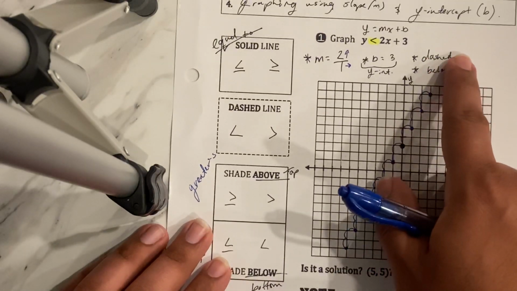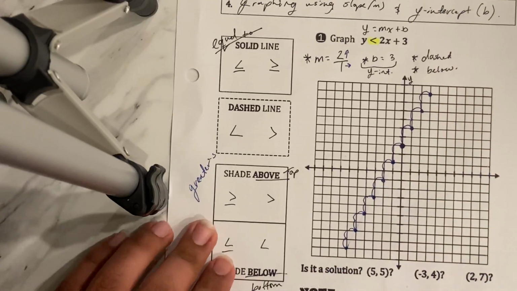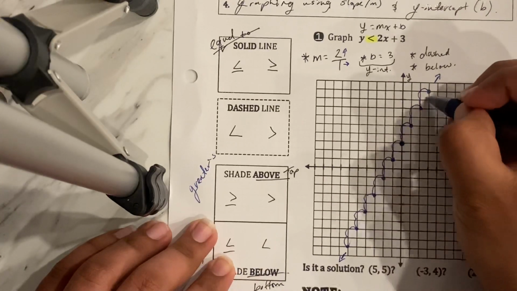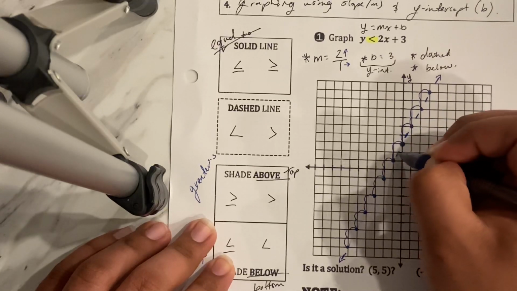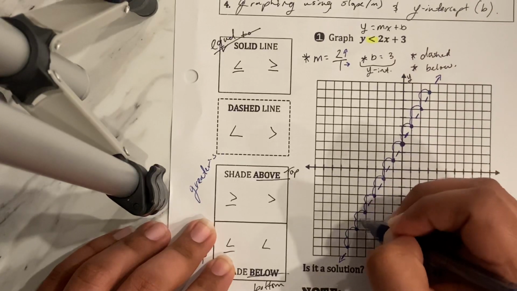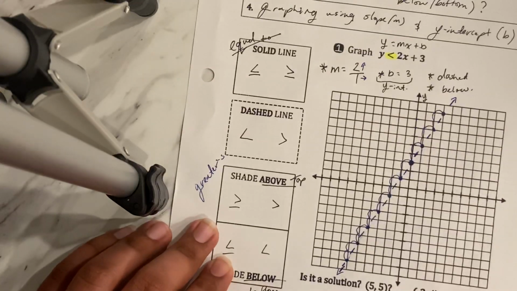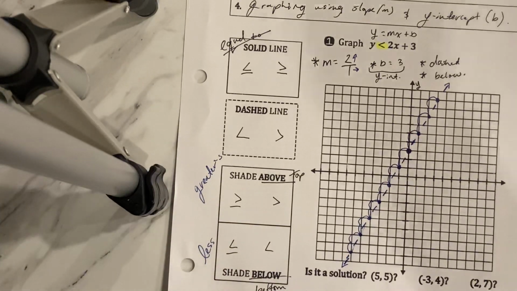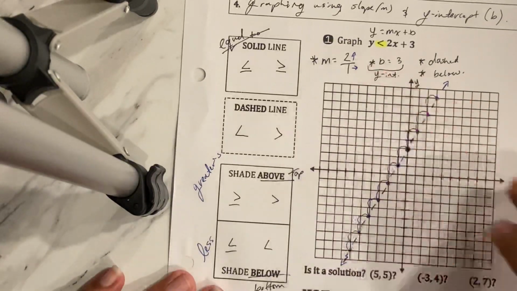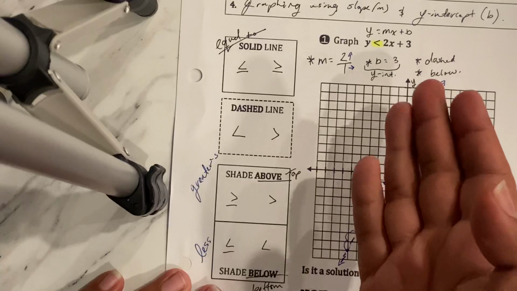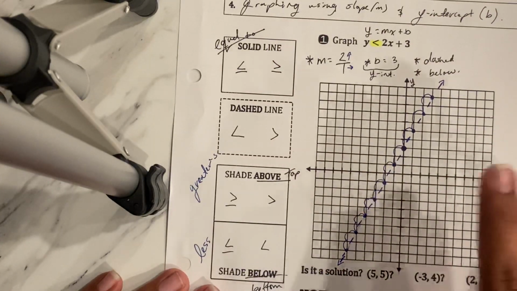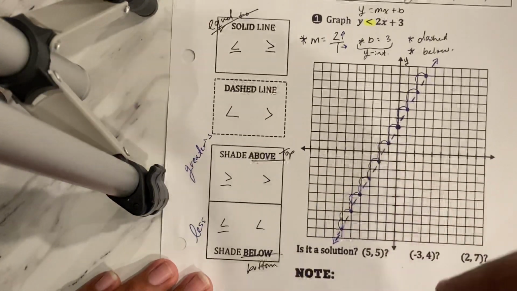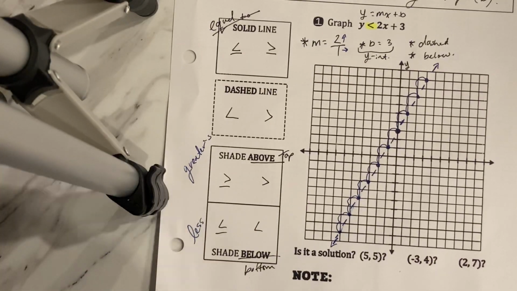Next is a dashed line. I wish I had a ruler, but you would just make your little dashes starting with our arrows. Dash, dash, dash, dash, dash, dash. Dashed lines are not connected. And then the best part, shading below. Below is going to be below the line, above is on top of the line. It takes a little practice, of course. What's going to help you is determining the origin, but we can talk about that next time. So we just shade below.